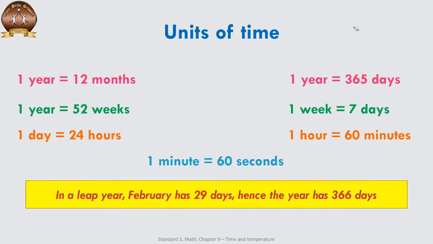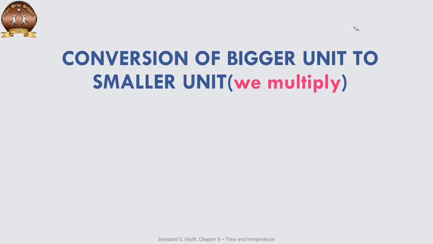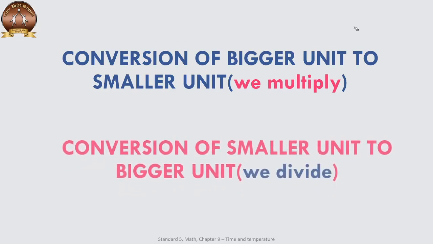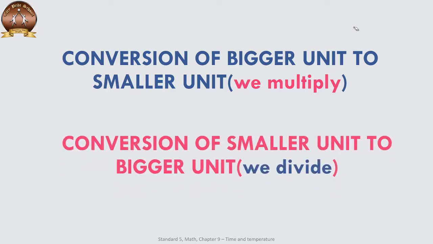But just remember an important fact, that in a leap year, February has 29 days, due to which the year has 366 days. Whenever we are converting a bigger unit to a smaller unit, we multiply. Now, with what factor do we multiply? It depends upon what we are converting into. Whenever we are converting from a smaller unit to a bigger unit, we divide.